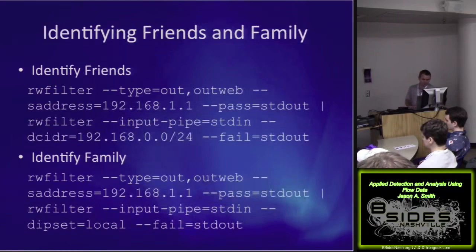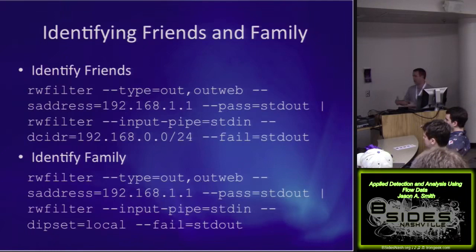Some more identifying friends and family. This will basically look for any sort of out and out web things. Again, friends are things that we're talking out to. And then identifying the family, actually this would be better to not be out and out web, but in web, or int to int, even better. But it will look for things that are talking locally.